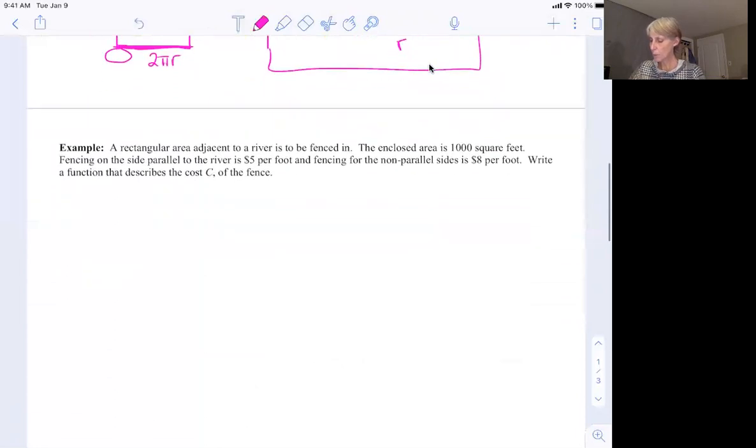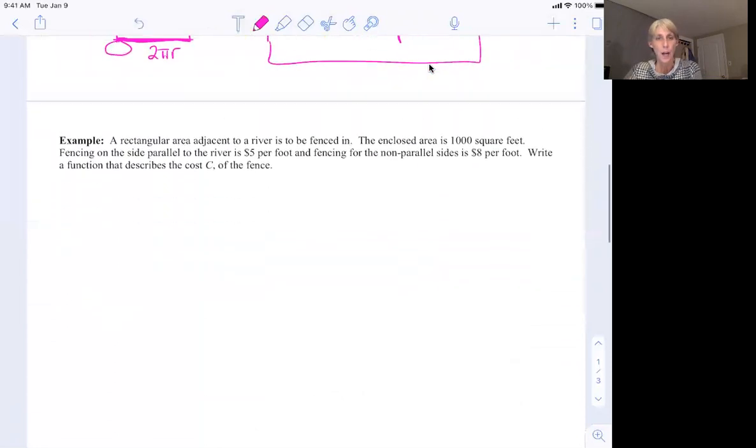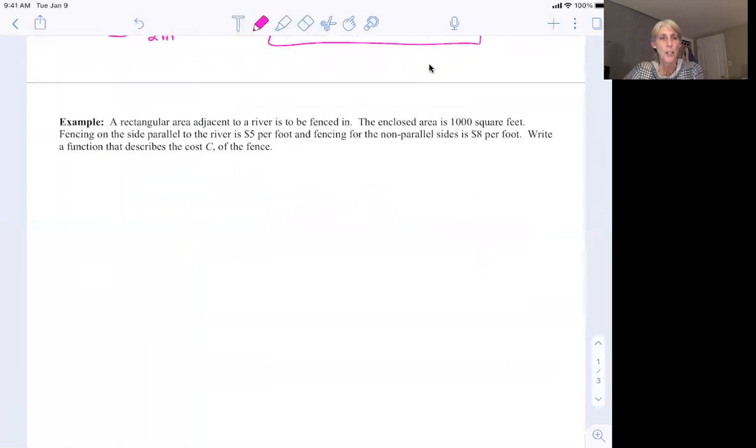The last example we're going to do today. A rectangular area adjacent to a river is to be fenced in. The enclosed area is 1,000 square feet. Fencing on the side parallel to the river is $5 per foot, and fencing for the non-parallel sides is $8 per foot. Write a function that describes the cost of the fence. Ooh, this is going to be a doozy.